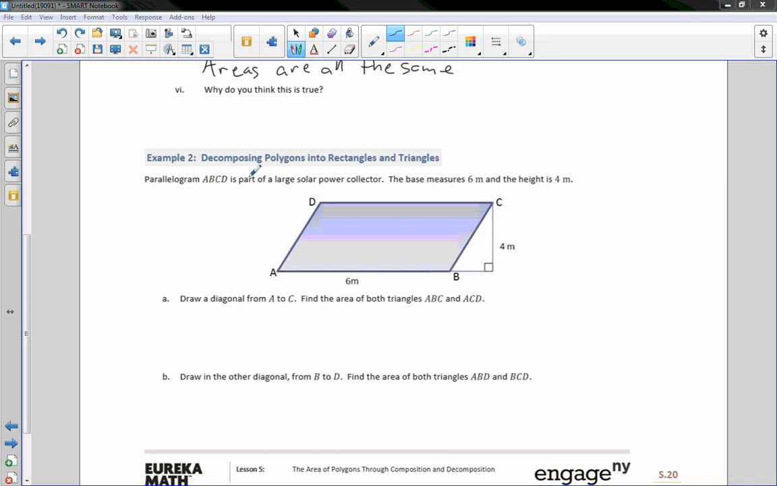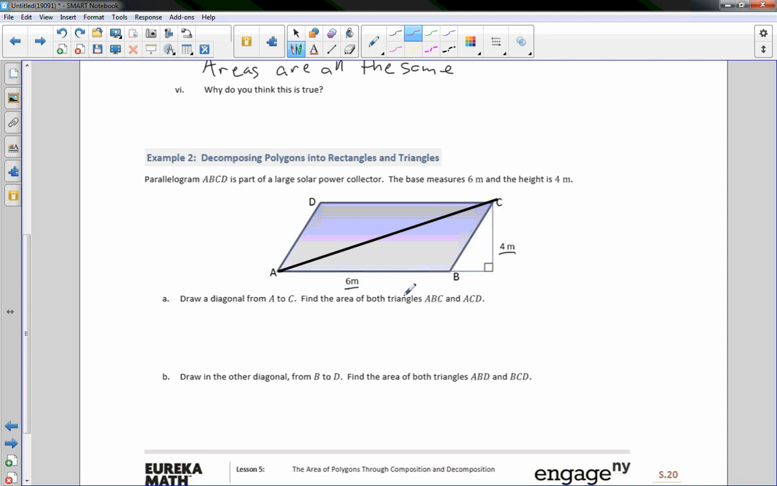Okay, so now we're going to be decomposing polygons into rectangles and triangles. So we have a parallelogram here, it's called ABCD, and it's part of a large solar power collector. The base measures 6 meters, as labeled here, and the height is 4 meters, labeled here. A says to draw a diagonal from A to C. So there's my diagonal from A to C.